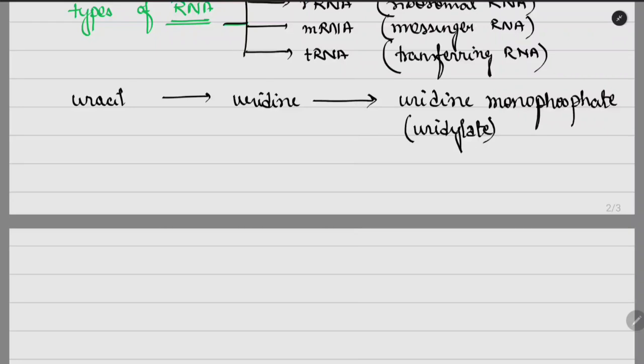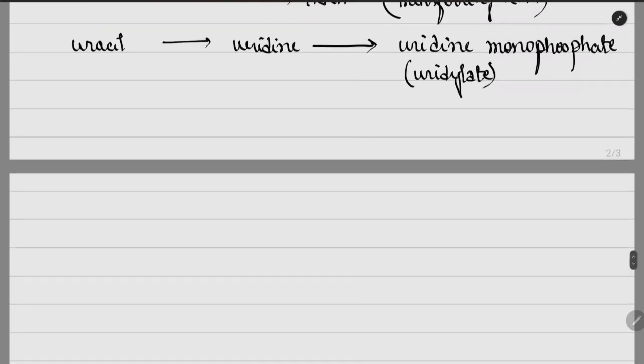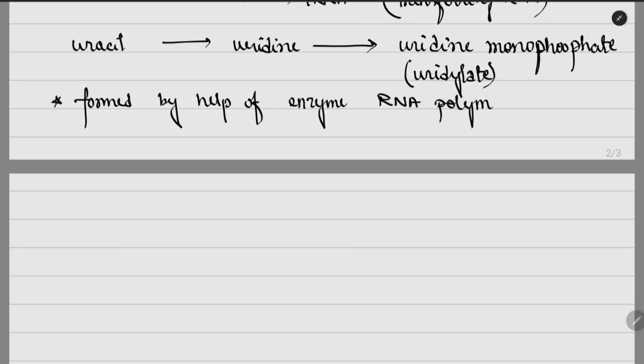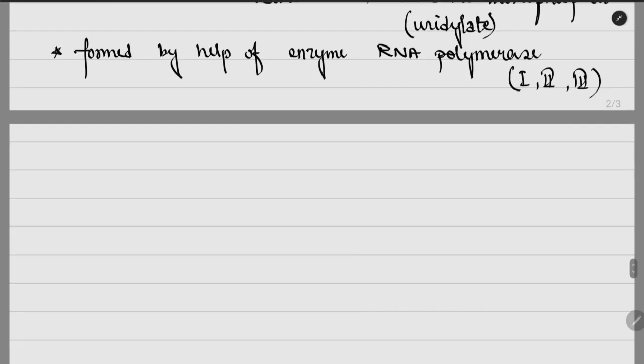Now they are synthesized with the help of an enzyme named RNA polymerase. Formed by the help of the enzyme RNA polymerase. The RNA polymerases are generally of three types, that is 1, 2 and 3. Now these three have three different roles in forming the different types of RNA. Let me explain by a diagram.